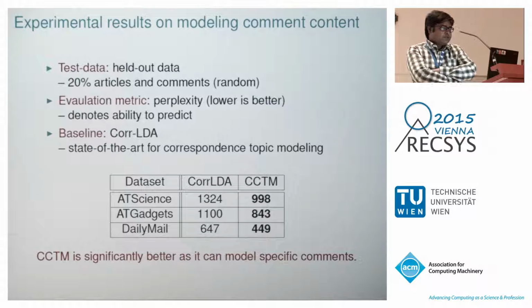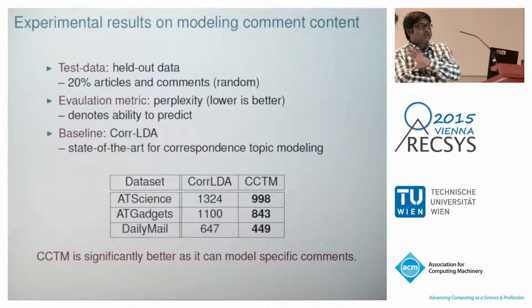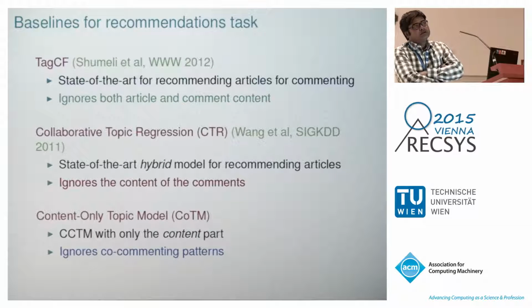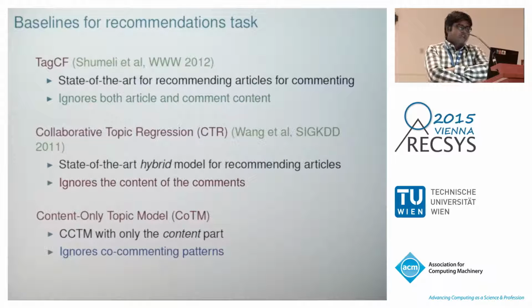We use one of the first metrics to compare, which is perplexity. How accurately do we predict the held-out data? We use the baseline of correspondence LDA, which is state of the art for modeling this kind of dependent datasets like news and comments. In all 3 datasets, our method is more accurate at predicting the held-out or unseen data, but our main task is to model the user's commenting interest and the recommendation task.